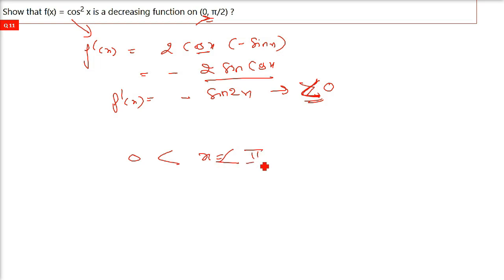So we have x between 0 and pi by 2. Just multiply everything by 2, everywhere by 2. So 2 into 0, 2 into x, 2 into pi by 2. It is 0, this is 2x, this is going to be pi. 2x between 0 and pi.